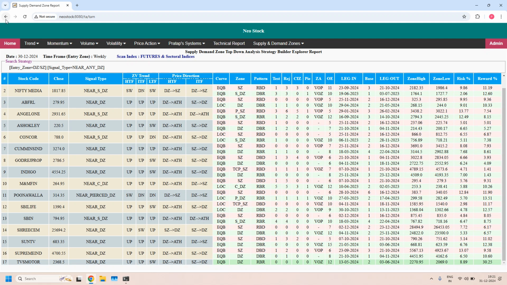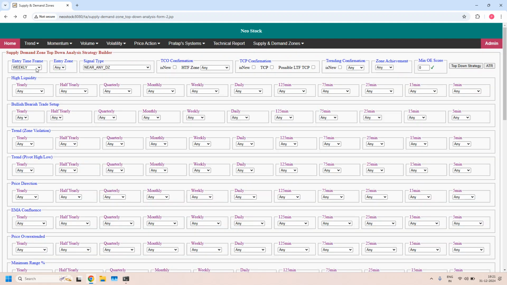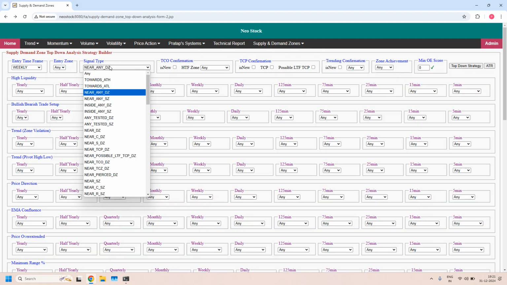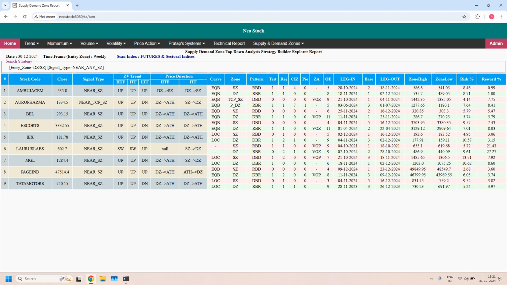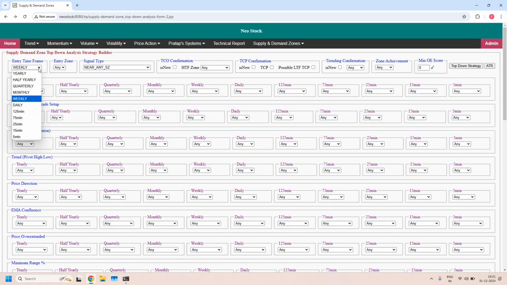Okay, next, weekly time frame. Stocks near weekly supply zone. 9 stocks are filtered. Next, weekly time frame.